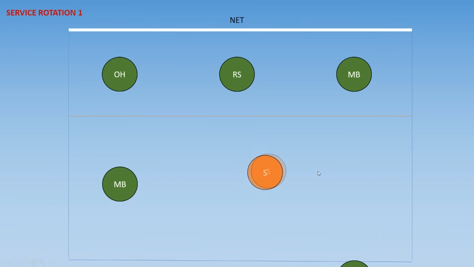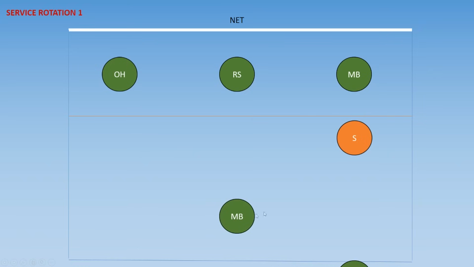And so that's what they're going to do. The setter's going to stand over here. The middle back is going to come over here. And the reason they're doing this is because this will get them set up in base positions as quickly as possible. And also the middle blocker, he's going to come up and stand in the middle.